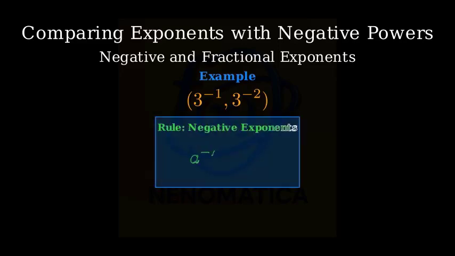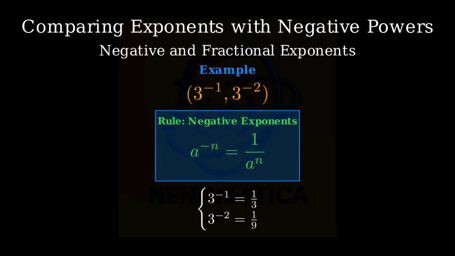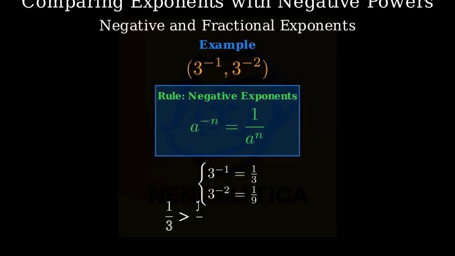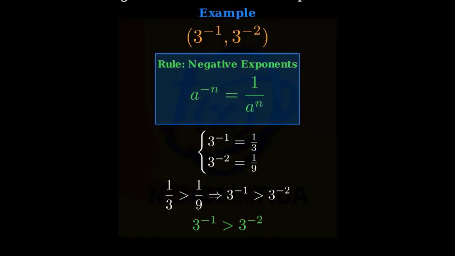Let's first convert these expressions to fractions. 3 to the power of negative 1 equals 1 over 3, and 3 to the power of negative 2 equals 1 over 9. Now we can directly compare these fractions. 1/3 is greater than 1/9, so 3 to the power of negative 1 is greater than 3 to the power of negative 2. Let's move on to our second example.